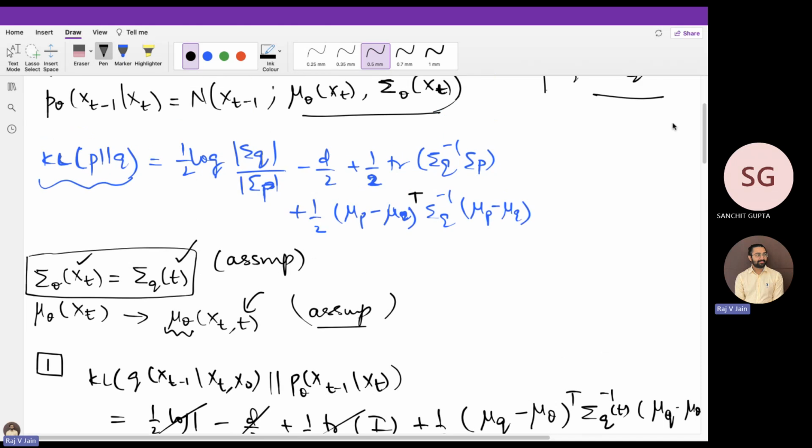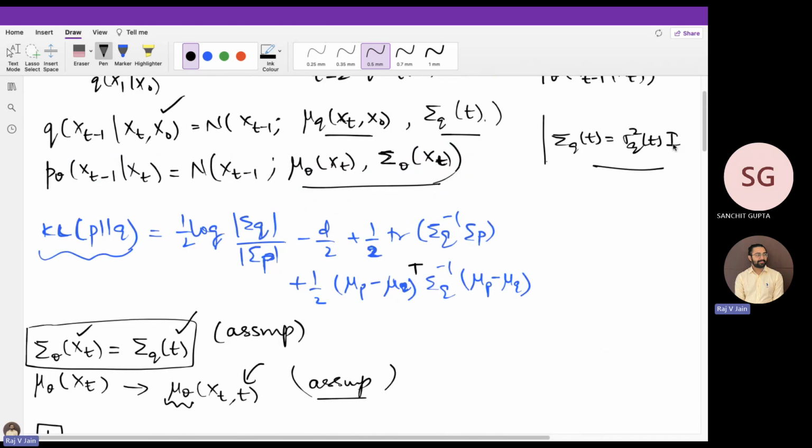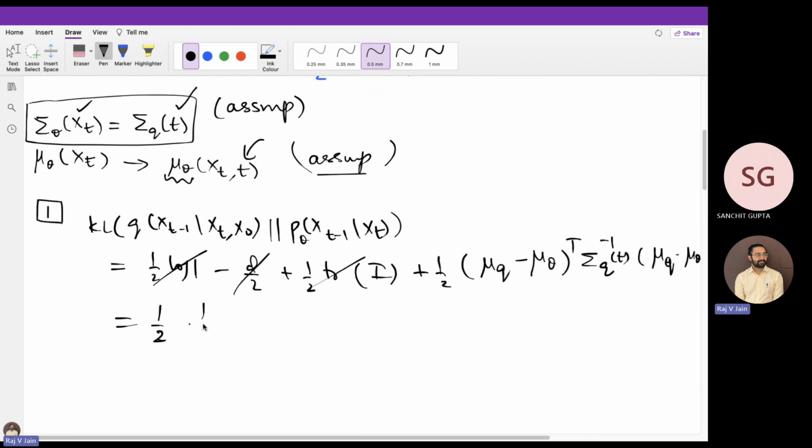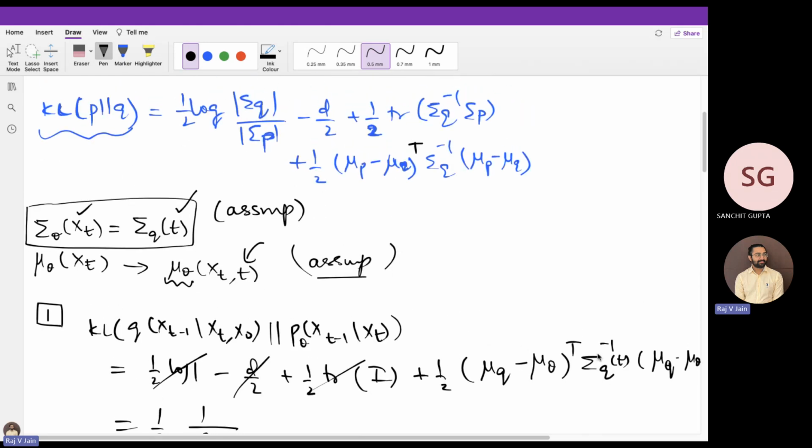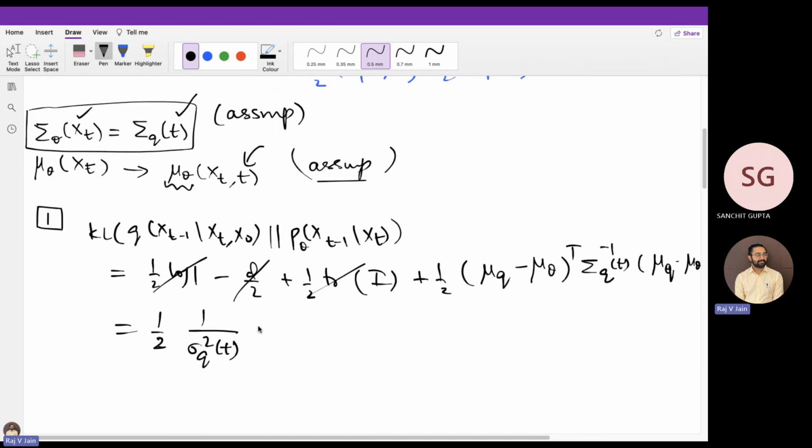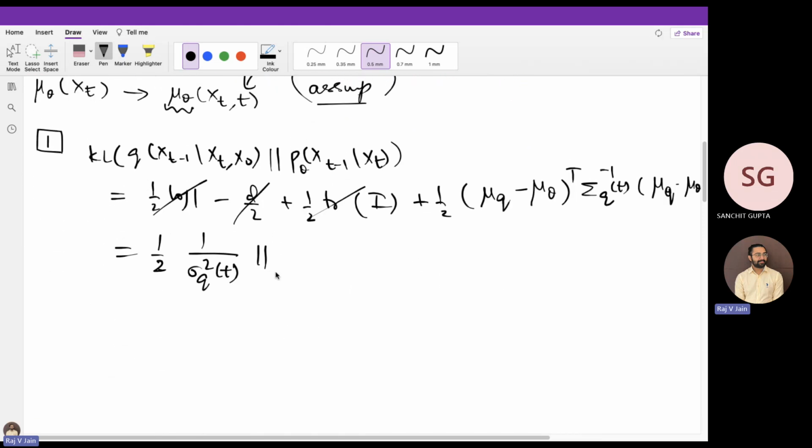sigma q is basically sigma q squared of t into I. So the inverse is going to be 1 by sigma q squared of t into I, and this is then your vector transpose vector, which is basically the norm, right? L2 norm squared. So this is mu q minus mu theta whole squared. Right? So this is the KL divergence.